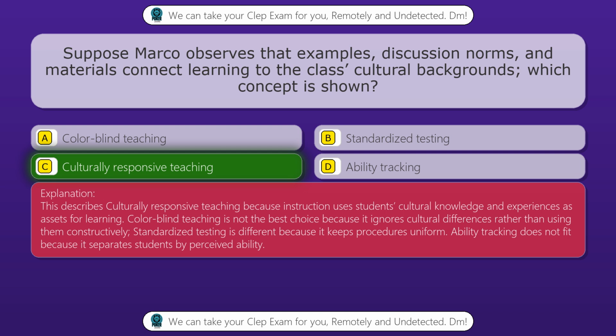This describes culturally responsive teaching because instruction uses students' cultural knowledge and experiences as assets for learning.